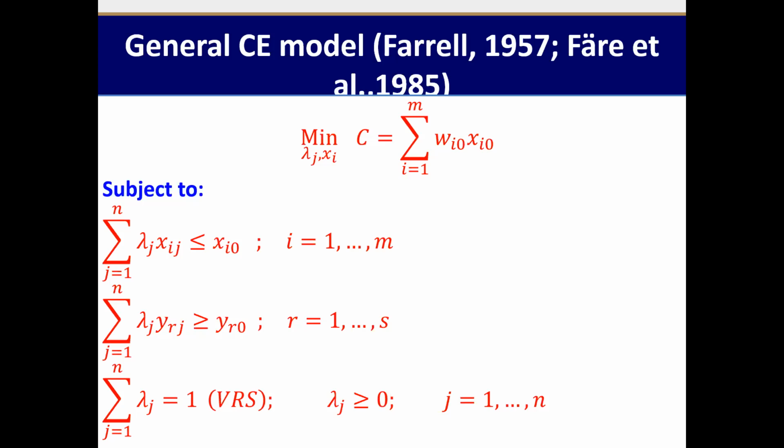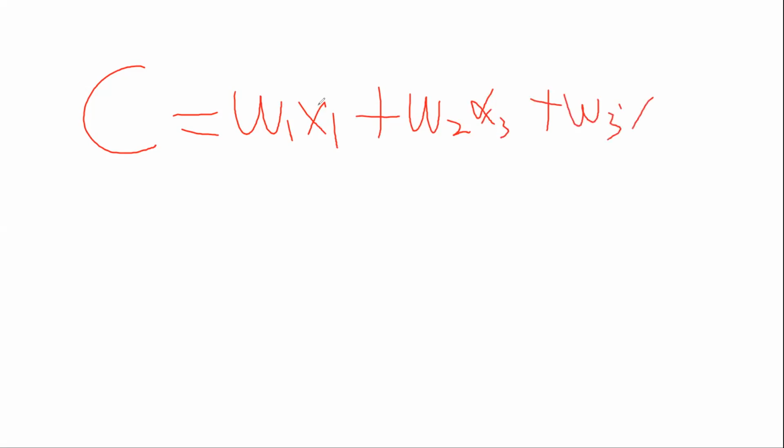Yes, Doc. So watch here. Let's say that C is the weighted sum of the inputs. Let's say that the inputs are 3, and therefore their prices will be 3. So you have W1X1 plus W2X2 plus W3X3. These are the inputs.